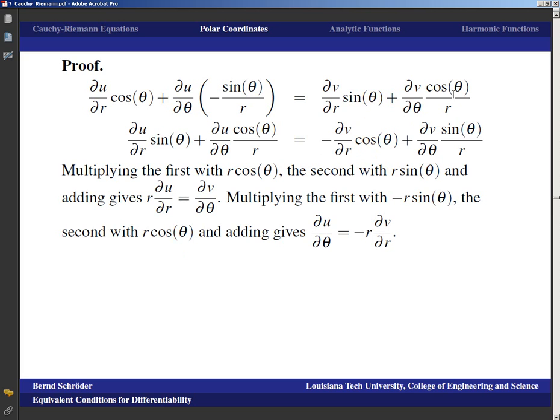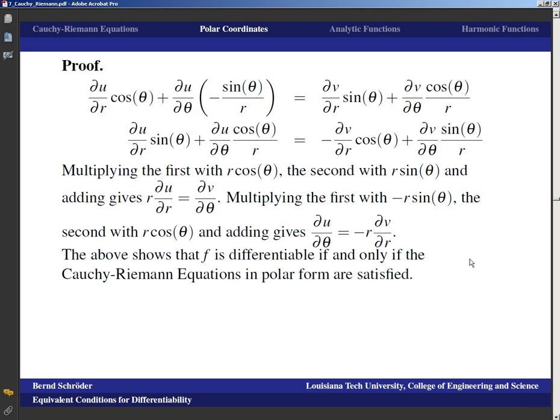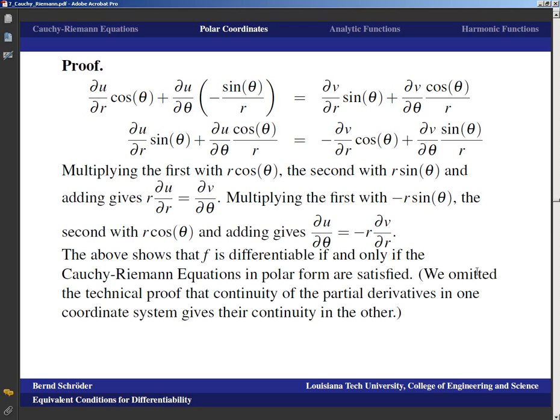Multiply this guy with negative r sine theta, we get negative dv d theta sine theta cosine theta. Multiply this guy with r cosine theta, we get dv d theta sine theta cosine theta. So we've got the negative here and the positive here, so those cancel. What remains from the right side is negative r dv dr. And so this shows that f is differentiable if and only if the Cauchy Riemann equations in polar form are satisfied, because those are equivalent to the Cauchy Riemann equations in rectangular form.